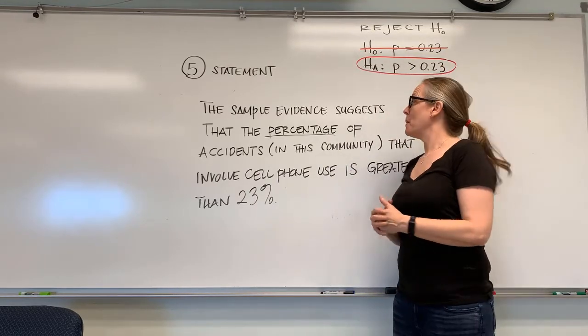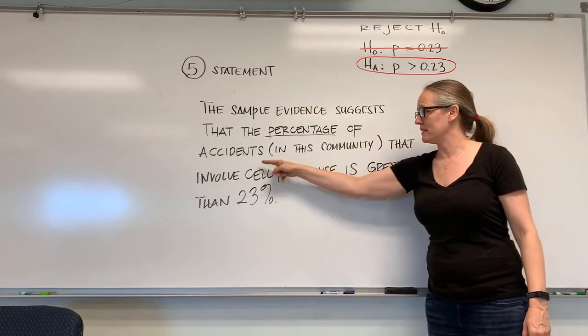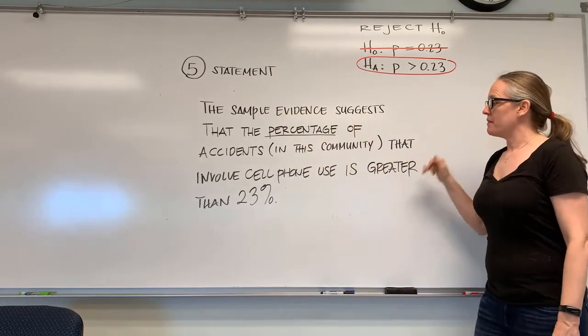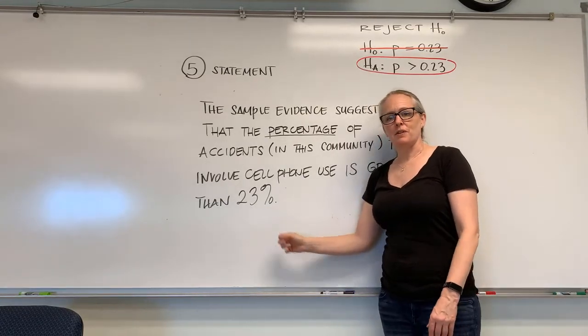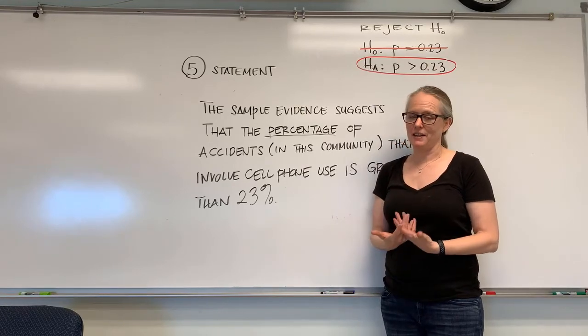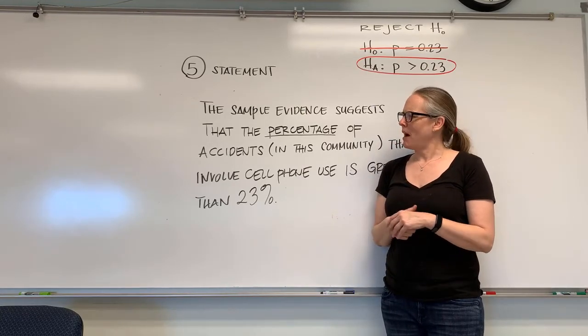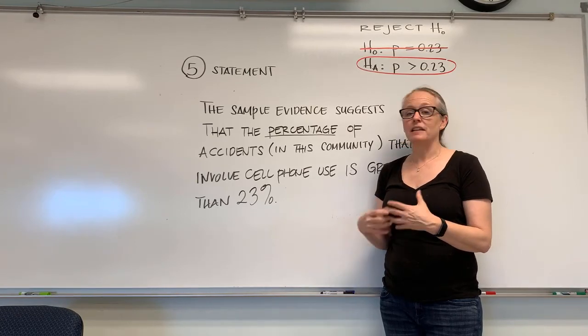the evidence meant. The sample evidence suggests that the percentage of accidents in this community that involve cell phone use is greater than 23%. So the community group was correct in their hunch that it might be higher on their roadways, and in fact, it's significantly higher.